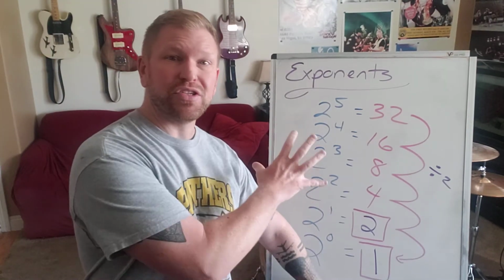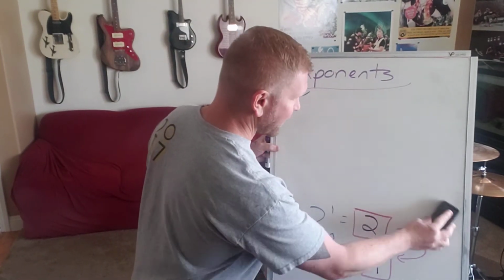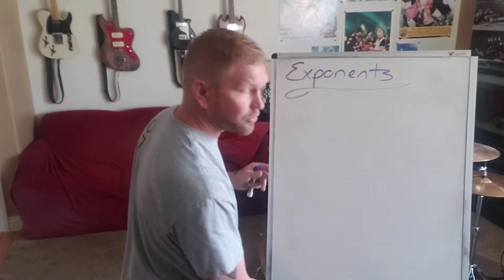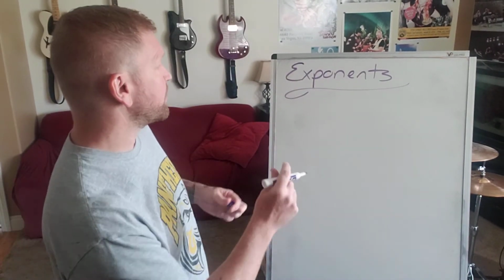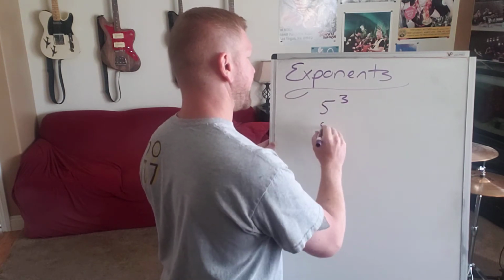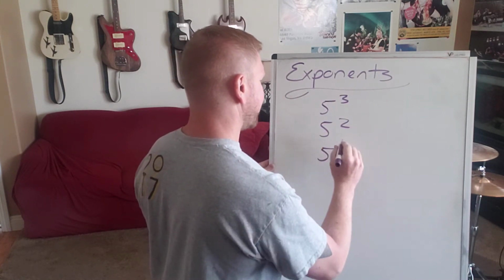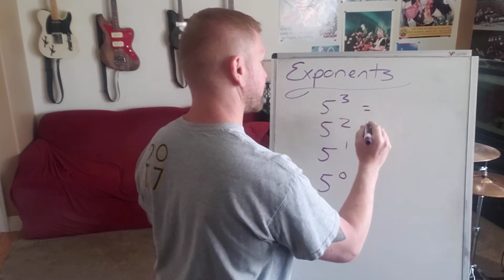Okay, let me show you this again with a different base other than 2. And again, everything on here should be written in your notes. So if you didn't write that in your notes, go back, pause the video, put that in your notes. Now let's do another one. Let's say we had 5. 5 to the 3rd power, 5 to the 2nd power, 5 to the 1st power, 5 to the 0 power.